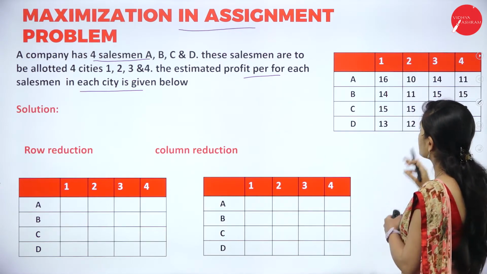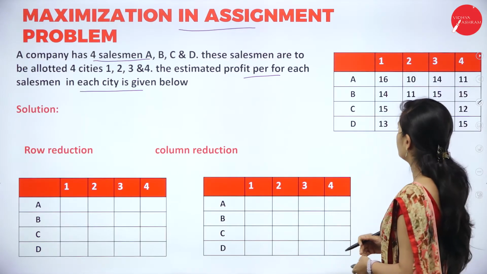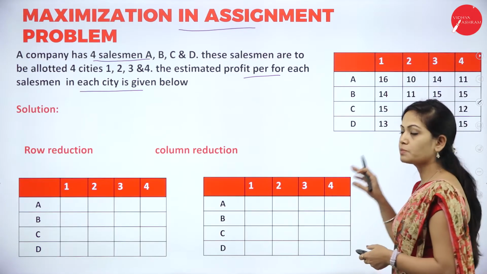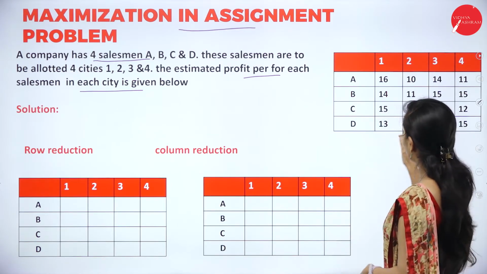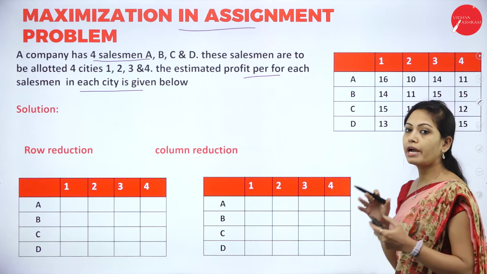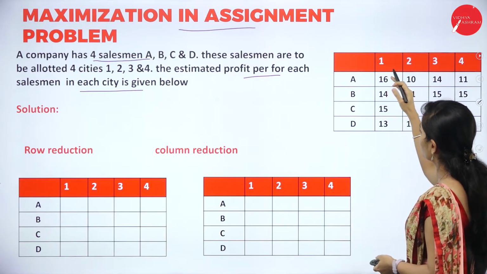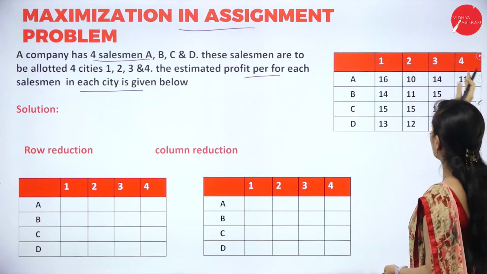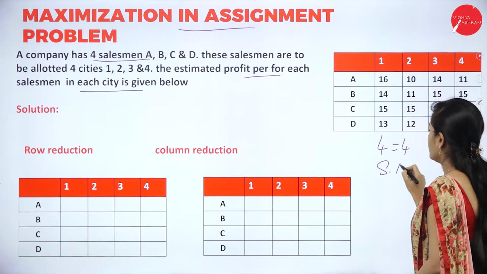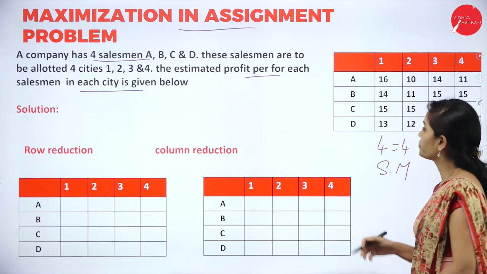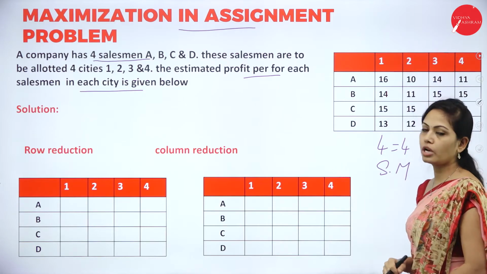So by using this table, you can solve the assignment problem using the Hungarian method. So what is the first step? This problem is regarding maximization in the assignment method. So here, the first step is to check whether it is a square matrix or not. The number of rows is 4 and the number of columns is also 4. So 4 is equal to 4. It is a square matrix. You can proceed now. The first step is row reduction and the second step is column reduction.